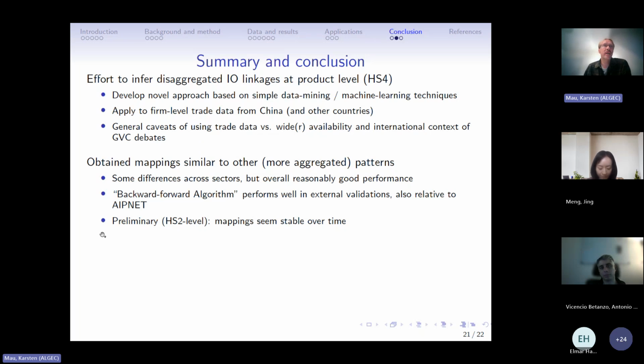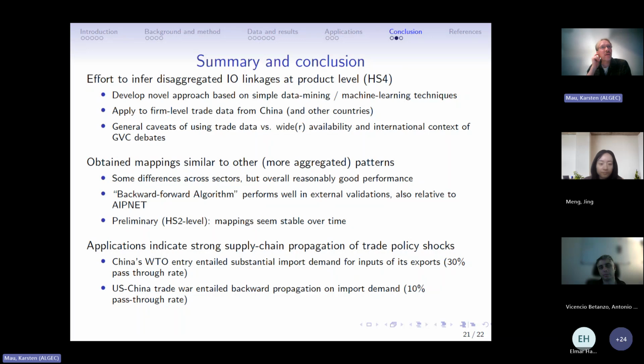And then, of course, if it really makes sense and what we obtain is reasonable, we are happy to share this mapping and the code to generate it, so that it will be easier to empirically evaluate the propagation of these trade shocks along the supply chain.